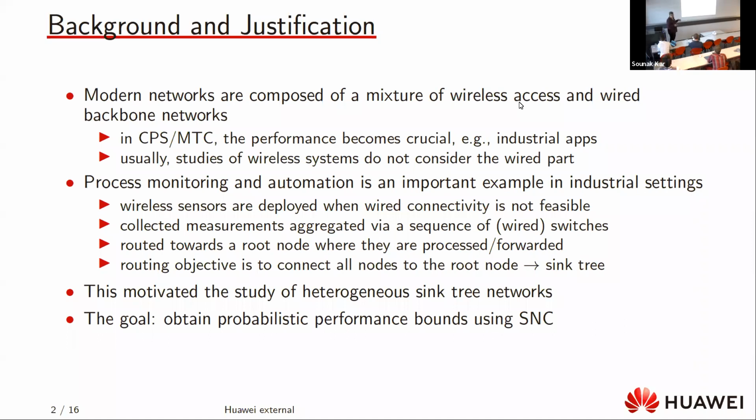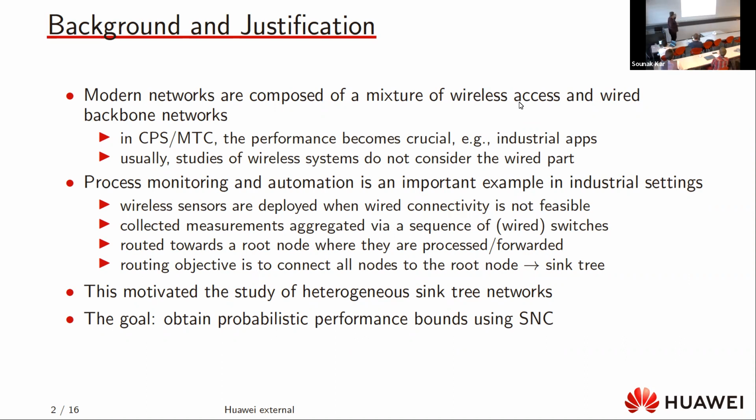Most modern networks are actually a mixture of wireless access and wired backbone networks. Especially with the advent of CPS and machine type communication, performance becomes crucial, and we need to study it, especially in industrial applications. Most studies in the literature that study wireless systems don't care about the wired part. One important example in industrial applications is process monitoring and automation.